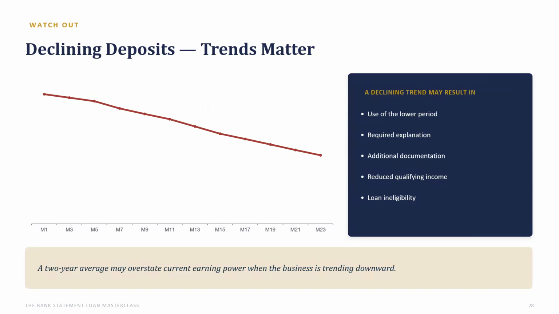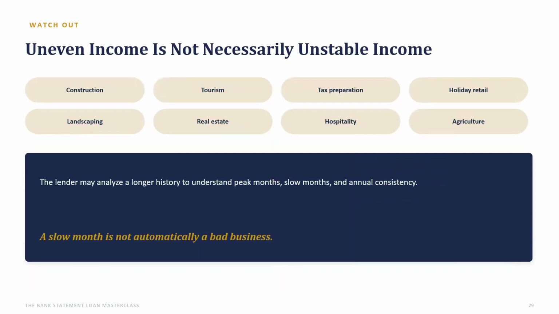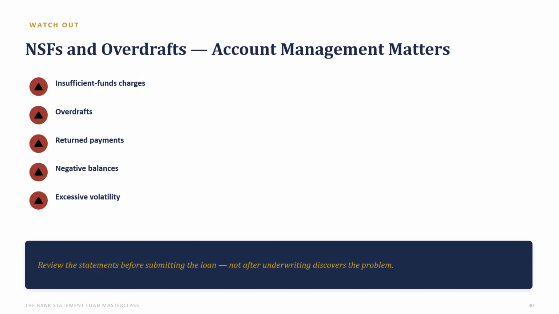So declining deposits, trends matter. It may result in use of the lower period, required explanation, additional documentation, reduced qualifying income, loan ineligibility. So keep that in mind, right? So uneven income is not necessarily unstable income. Keep in mind, construction, tourism, tax preparation, holiday retail, landscaping, these things can be seasonal. So the lender may analyze longer history to understand peak months, low months, and actual consistency. A slow month is not automatically a bad business, okay?